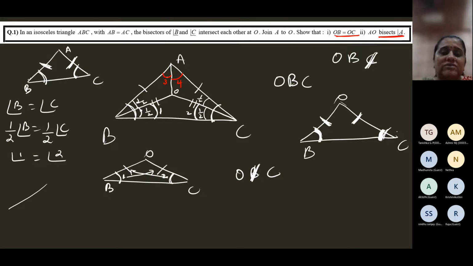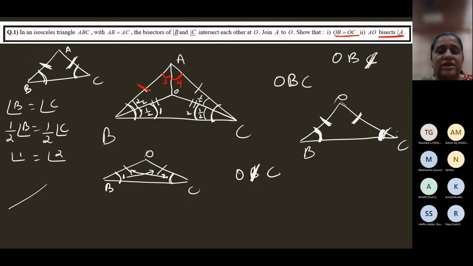So angle 3 is in triangle AOB. Angle 4 is in triangle AOC. Now, how will we show that these two triangles are congruent to each other?